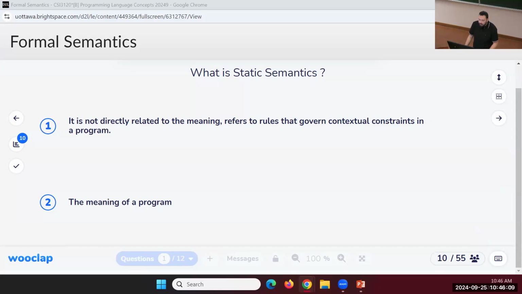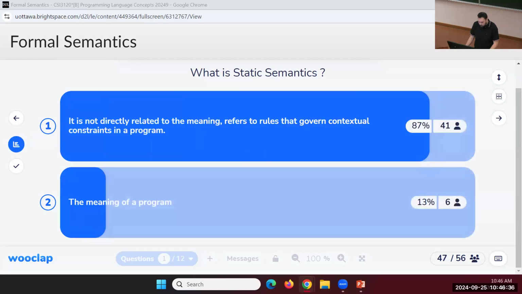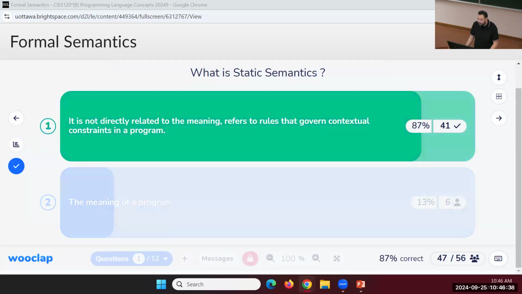Is it the meaning of a program, or is it not directly related to the meaning? Exactly. So it's not related to the meaning. Whenever you have the word static before semantics, don't just go right away to, okay, semantics means meaning.